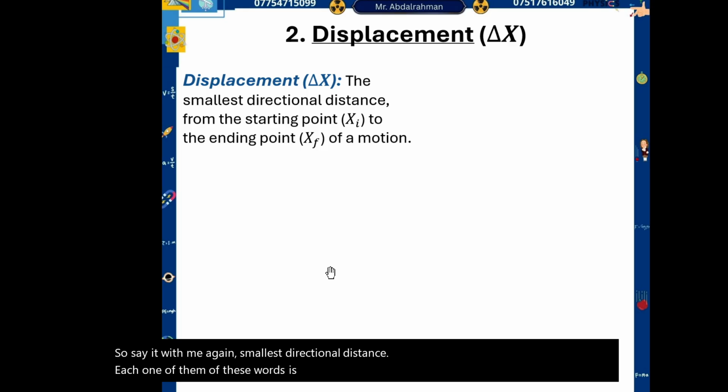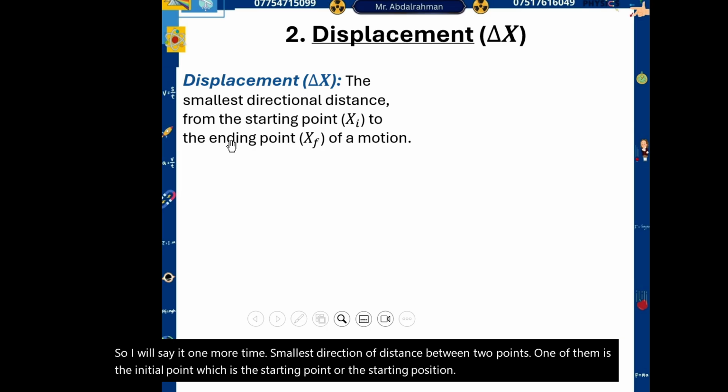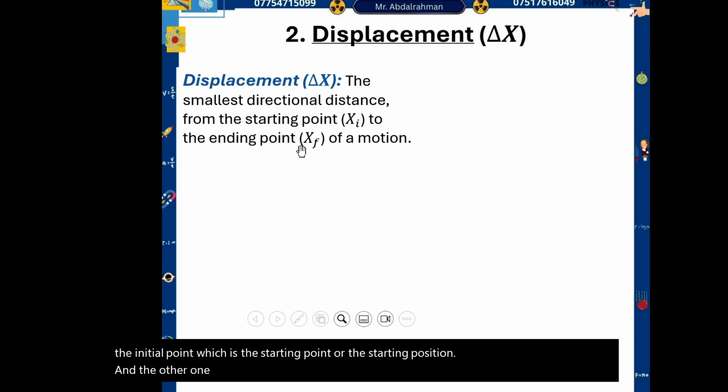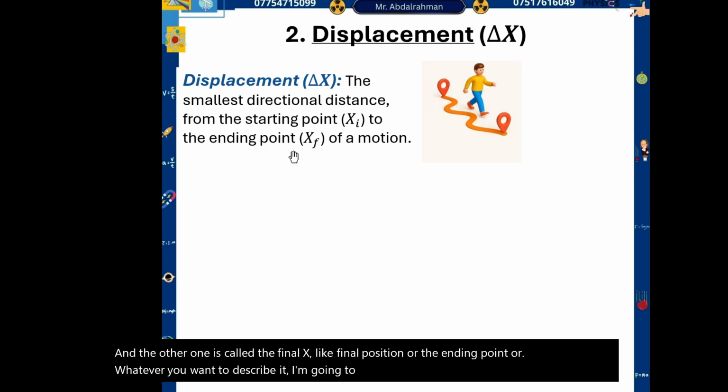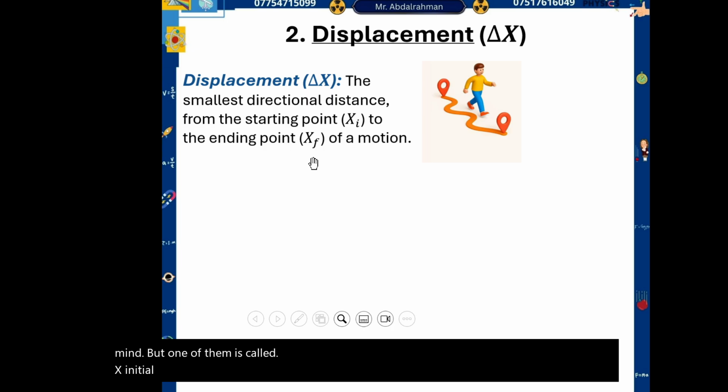So keep it in your mind. I will say it one more time. Smallest directional distance between 2 points. One of them is the initial point, which is the starting point or the starting position, and the other one is called the final x, like final position or the ending point or whatever you want to describe it. I'm going to show you anyway, so you will keep it in your mind. One of them is called x initial, initial position, and x final, which is final position.